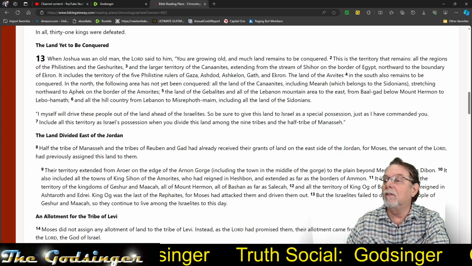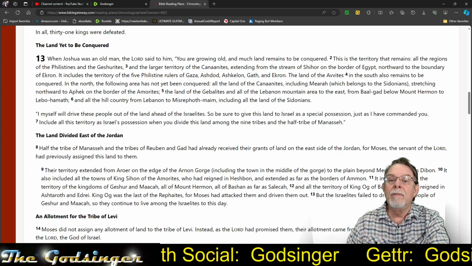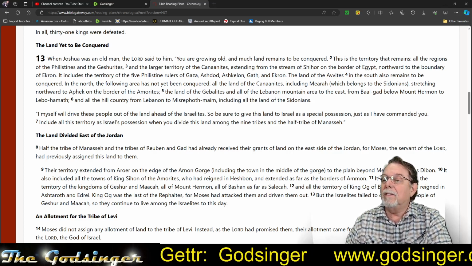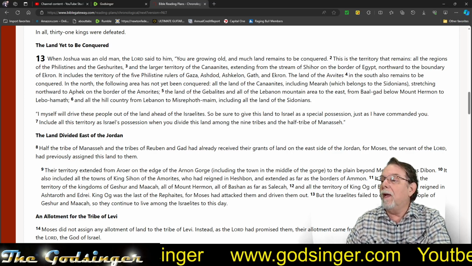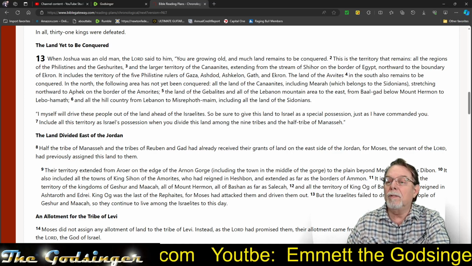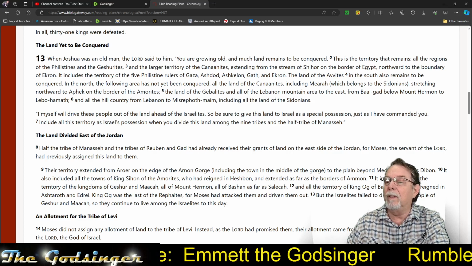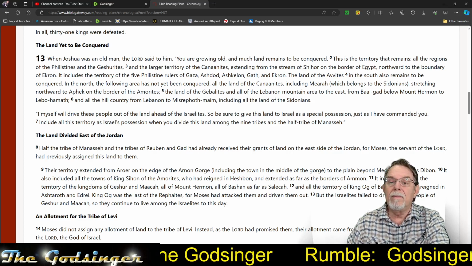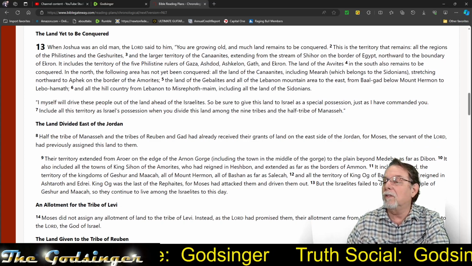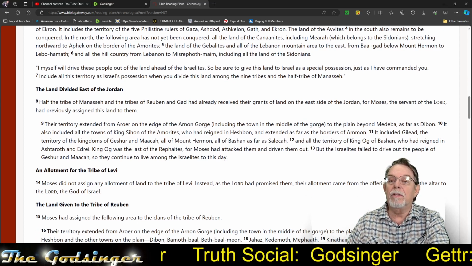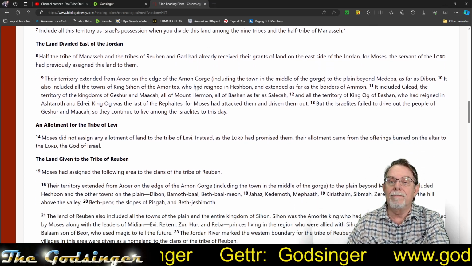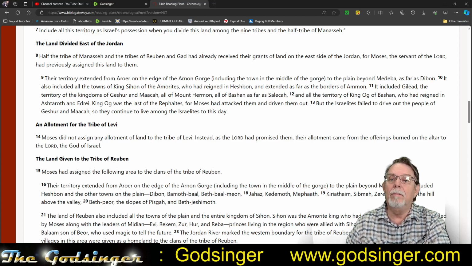All the land of the Canaanites, including Mearah, which includes the Sidonians, stretching northward to Aphek on the border of the Amorites, the land of the Gibeonites, and all the Lebanon mountain area to the east of Baal Gad, below Mount Hermon, to Lebo Hamath, and the hill country from Lebanon to Misrephoth Maim, including all the land of the Sidonians. I myself will drag these people out of the land ahead of the Israelites, so be sure to give this land to Israel as a special possession, just as I have commanded you. Include all this territory as Israel's possession when you divide this land among the 9 tribes and the half-tribe of Manasseh." Right? Well, he's going to drive them out.